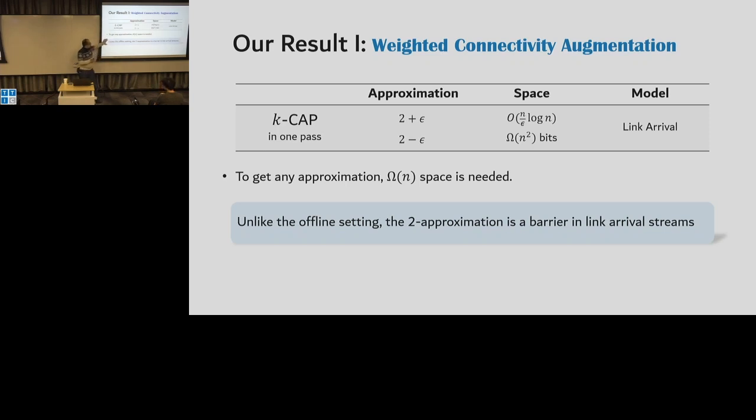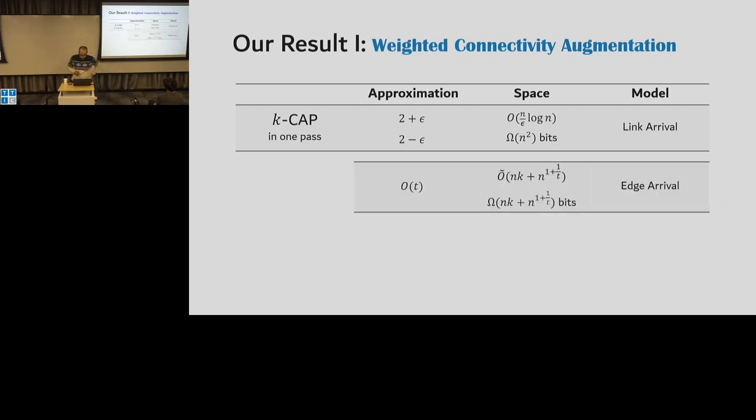One takeaway is that unlike the offline setting, where recent progress shows that you can get better than 2 approximation, in a semi-streaming model 2 approximation is actually the best that you can get. And for the other variant, the streaming model with edge arrival, we show that for any t, you can get O of t approximation in space nk plus n to the 1 plus 1 over t, and this is actually tight. Any order t approximation requires that many bits of space, nk plus n to the 1 plus 1 over t.